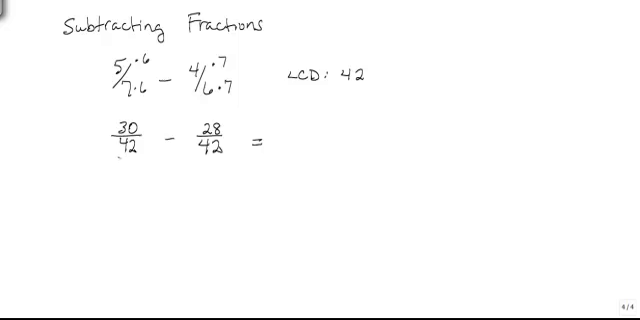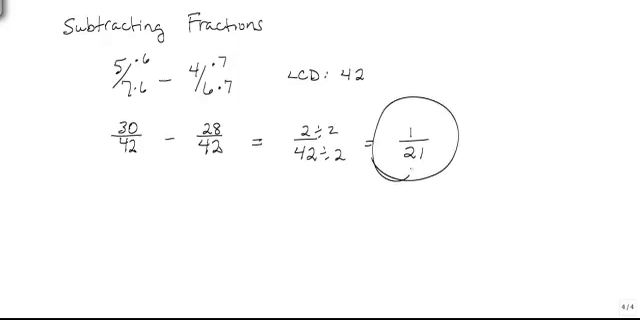And now, instead of adding, I subtract the numerators. 30 minus 28 would be 2/42. And if I wanted to simplify it, I could divide the top and the bottom by 2, which is going to give me 1/21. And that's my final answer.